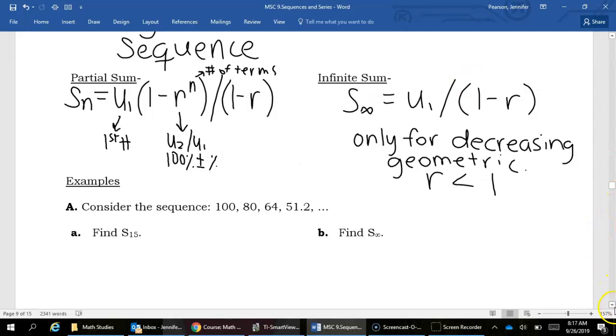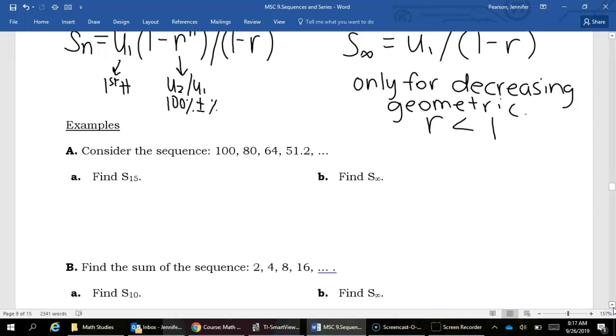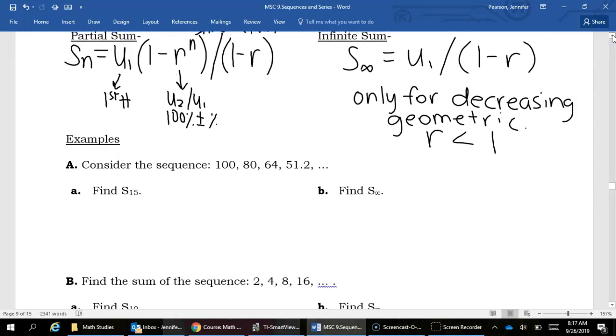So some examples. We have a sequence 100, 80, 64, 51.2, and so on. I have us calculating the sum of 15 terms and then the sum of infinite terms. So the sum of 15 terms, we could do it the long way. We could figure out the ratio, find the 5th, 6th, 7th, all the way up to the 15th term. But we don't need to do all that.